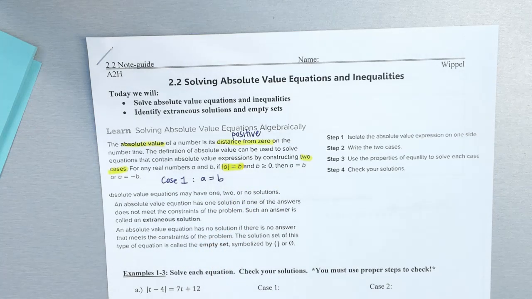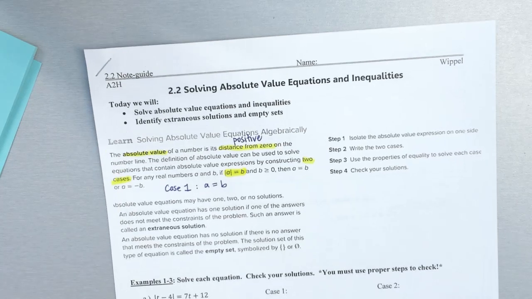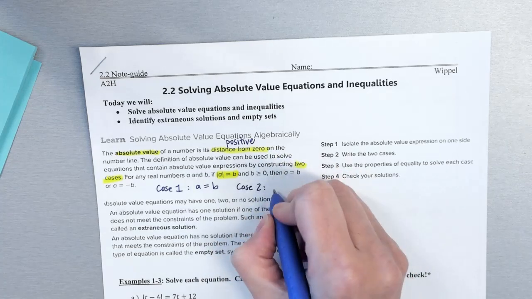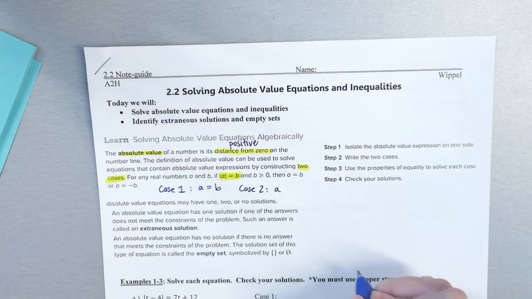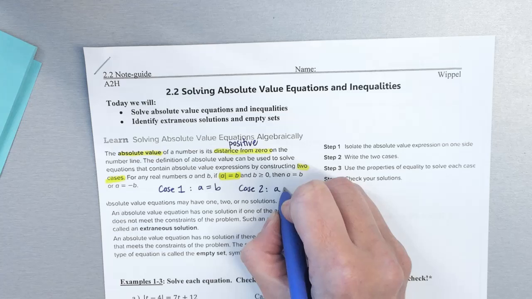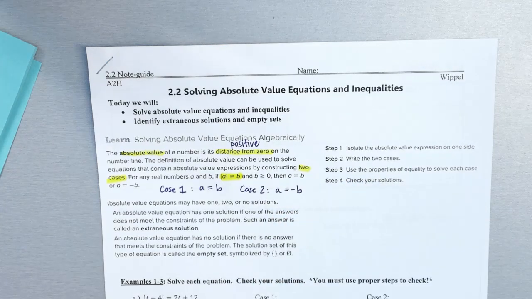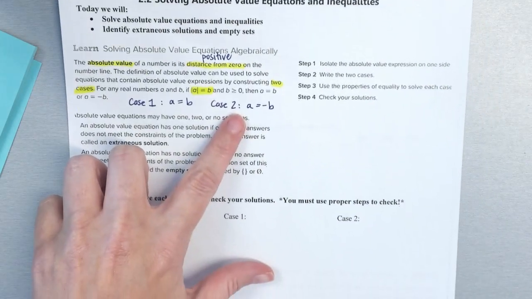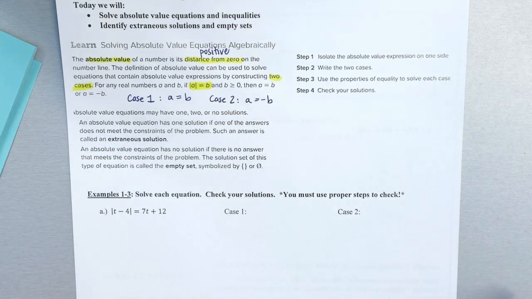B can be a number, sometimes B is going to be an expression. Okay, and then case two is whatever is inside the absolute value is equal to the opposite of B. So case two is that whatever's inside the absolute value is equal to the opposite of B.